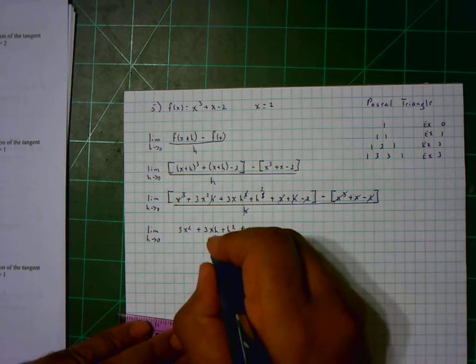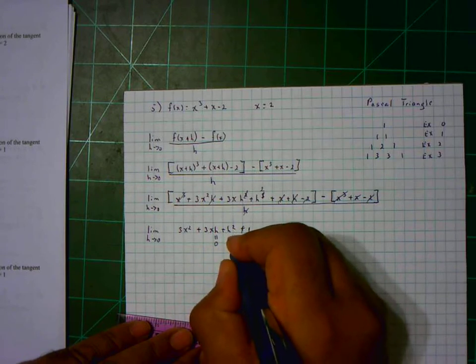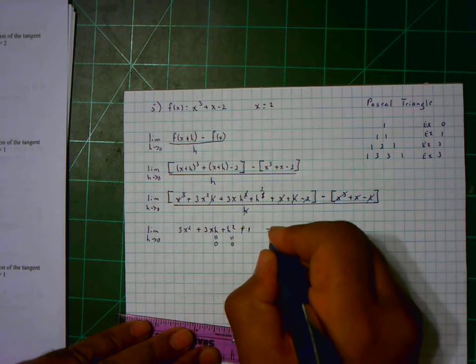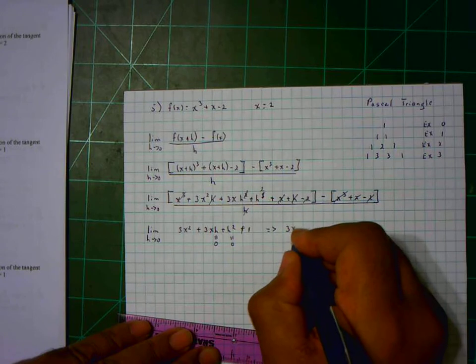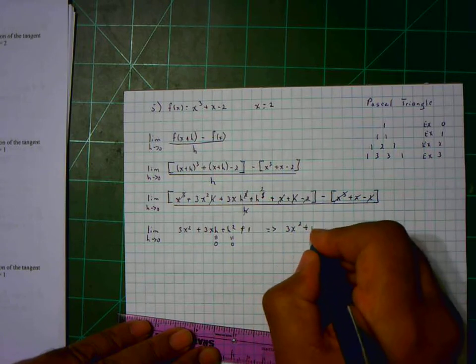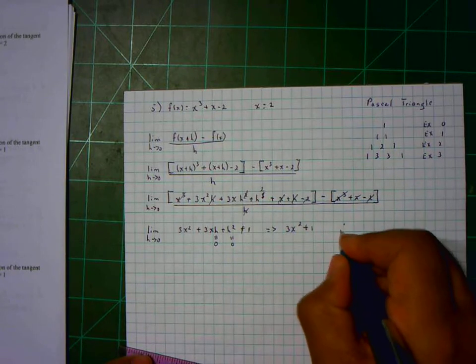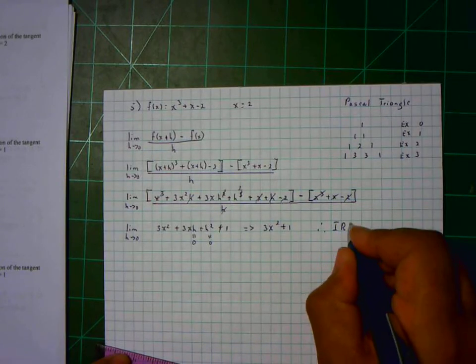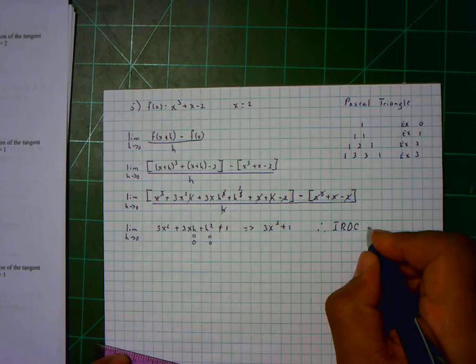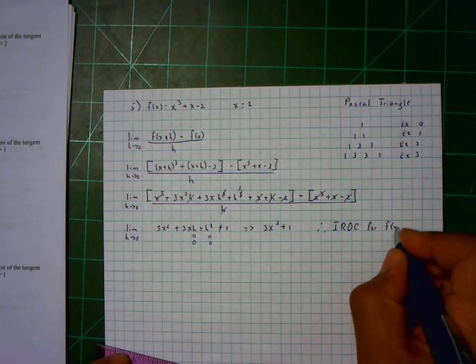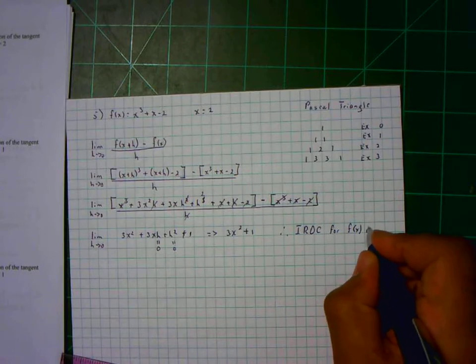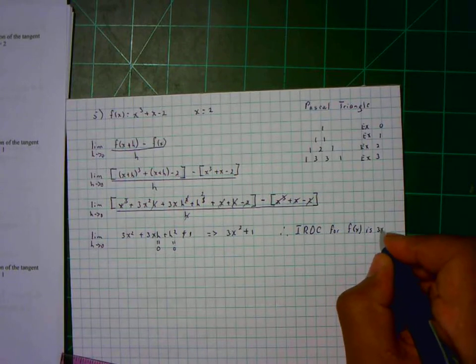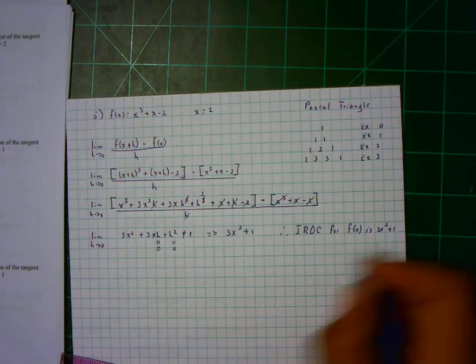Now, if we let h go to 0, what we're left with is 3x squared plus 1. So therefore, the instantaneous rate of change for f of x is 3x squared plus 1.